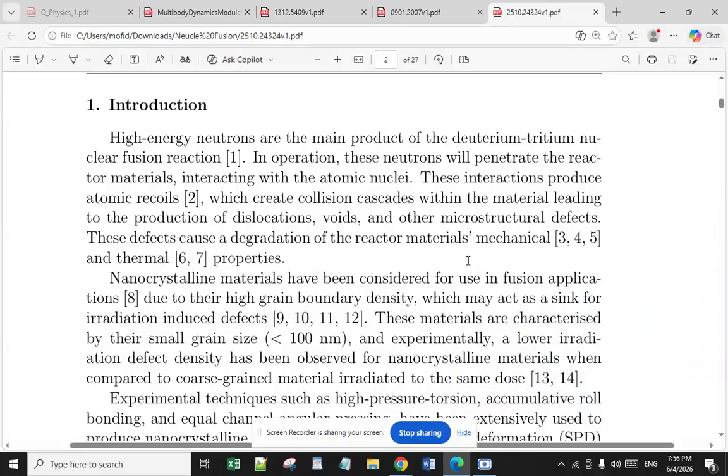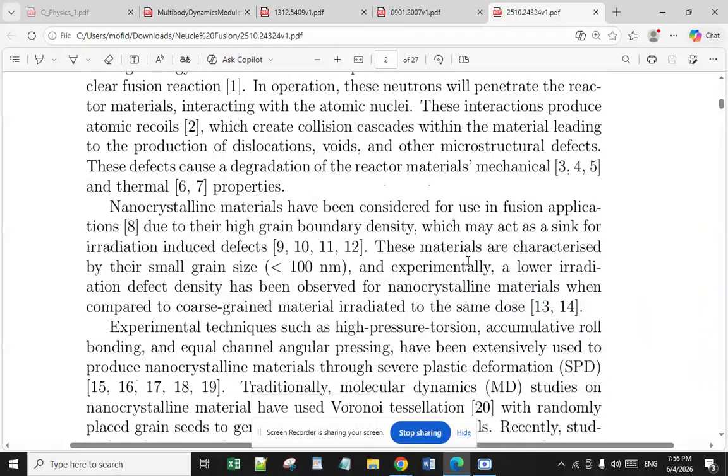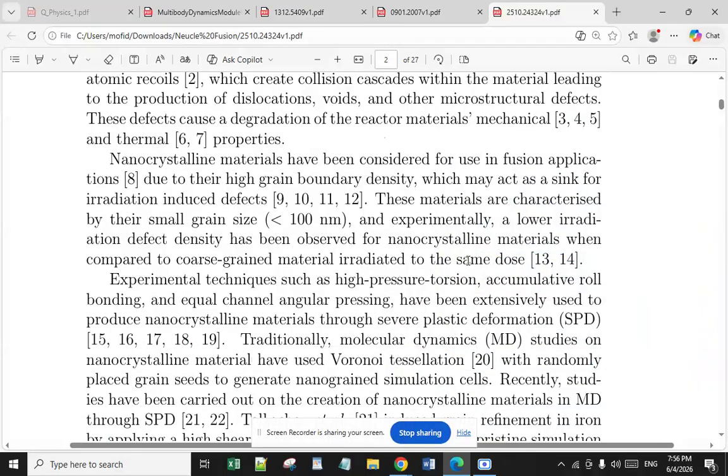I'm Master Sankosh, and today I want to talk about nuclear fusion. High energy neutrons are the main product of the deuterium-tritium nuclear fusion reaction in operation. These neutrons will penetrate reactor materials, interacting with the atomic nuclei. These interactions produce atomic recoils, which create collision cascades within the material, leading to the production of dislocations, voids, and other microstructural defects. These defects cause degradation of the reactor material's mechanical and thermal properties.